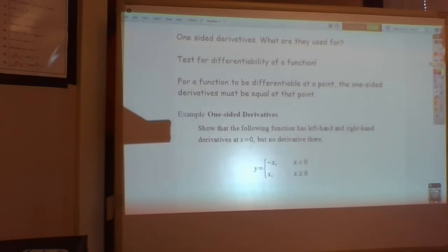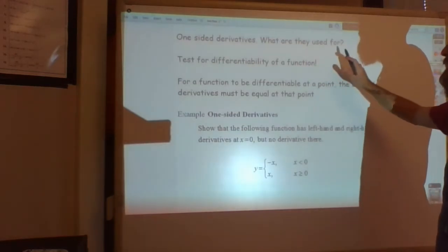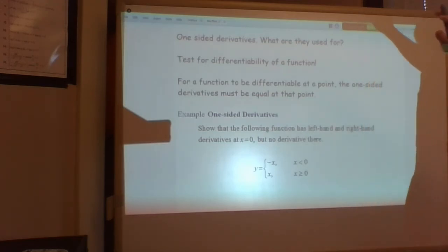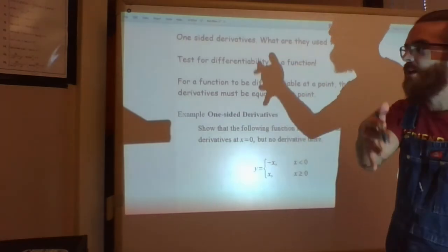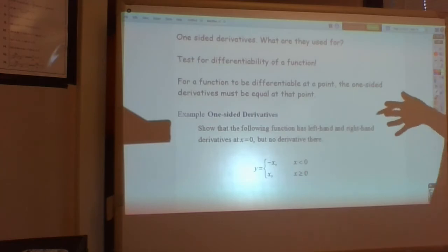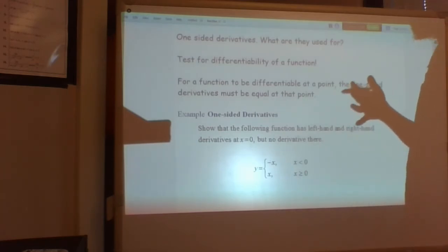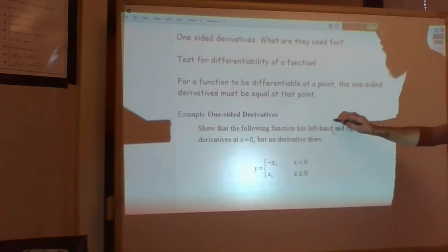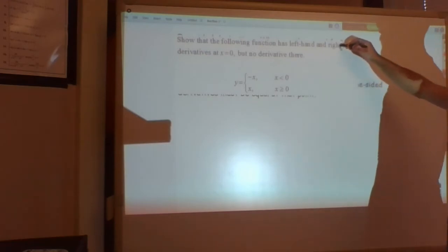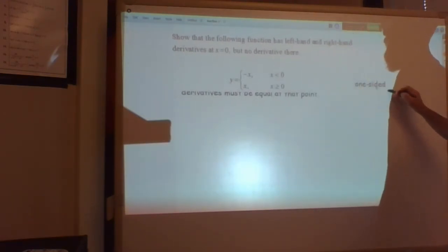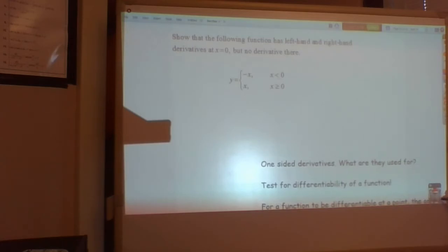One-sided derivatives. One-sided derivatives are to find out if a function is differentiable. So it's for testing for differentiability of a function, which is going to come up in the next section. For a function to be differentiable at a point, the one-sided derivatives must be equal at that point. You can see I've got an example right down here. Show that the following function has left and right-hand derivatives at x equals 0, but no derivative there.